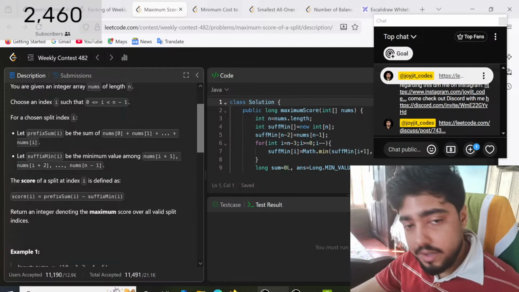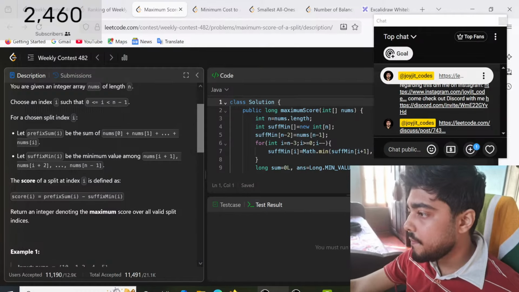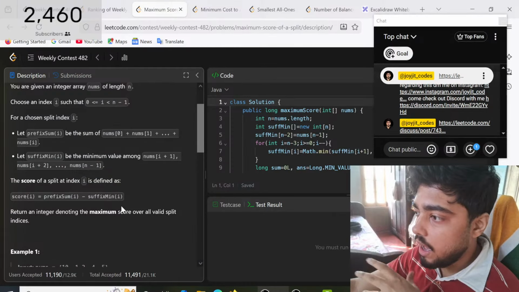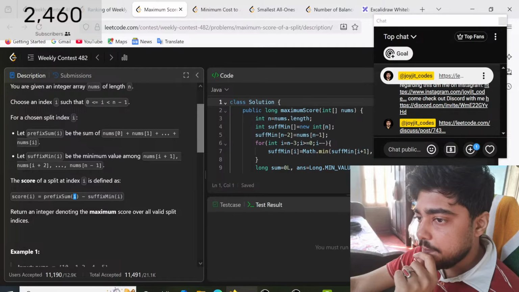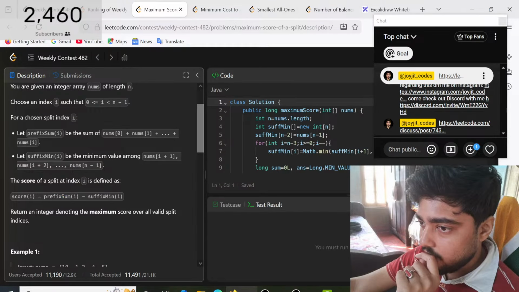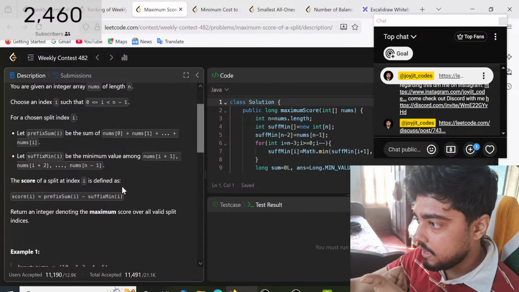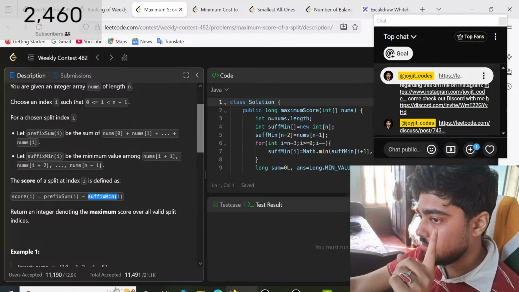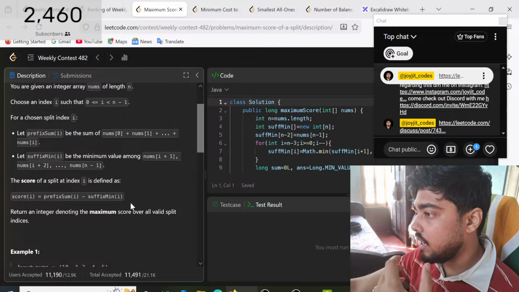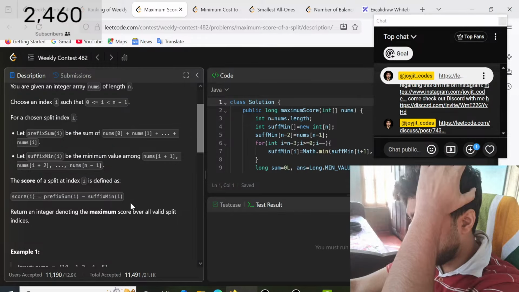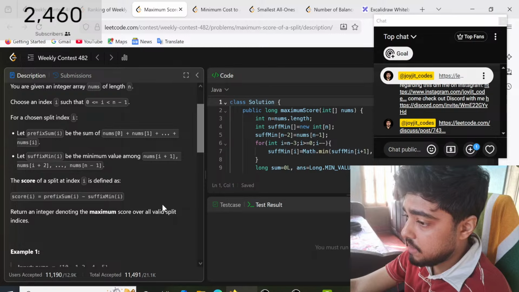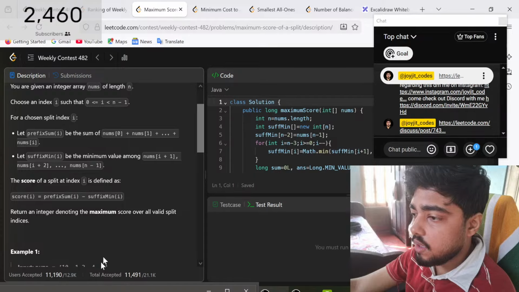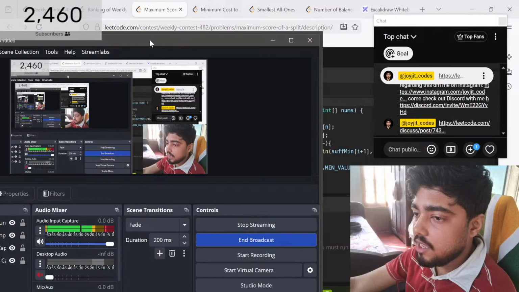Now, one important thing is that since you are just traversing once throughout the whole thing, the prefix sum won't be a big issue. For every element that you get, you can add it to the prefix sum. The main issue is the suffix min. You have to make an array of suffix min, and inside that array, you have to put the stuff.